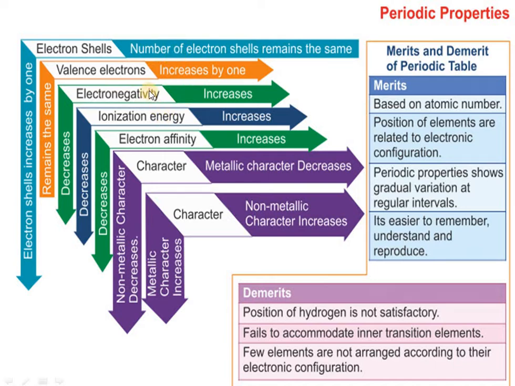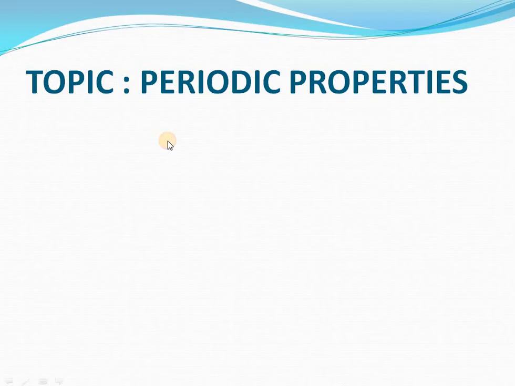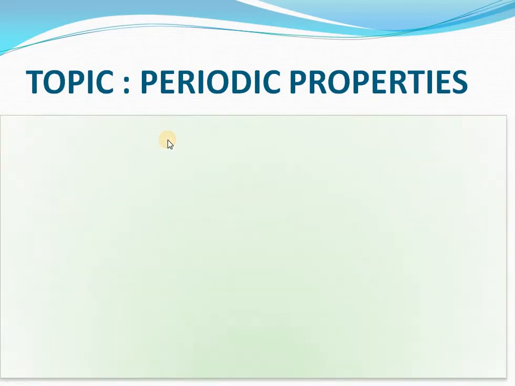More clarity will come. The difference between electronegativity, ionization energy and electron affinity is that electronegativity is in the bonded state, while ionization energy and electron affinity are in the isolated state. And ionization energy is the amount of energy required, electron affinity is the amount of energy released. So these are small basic points. We will get more clarity by using questions.